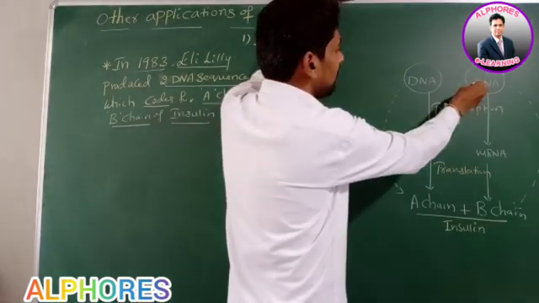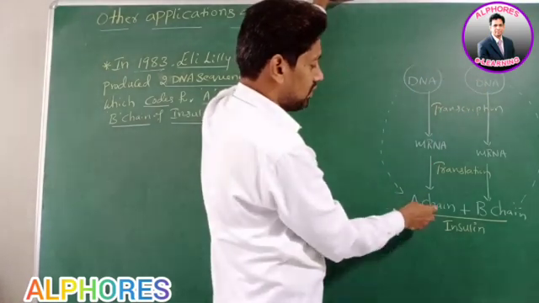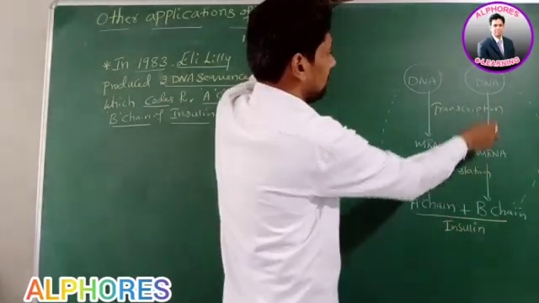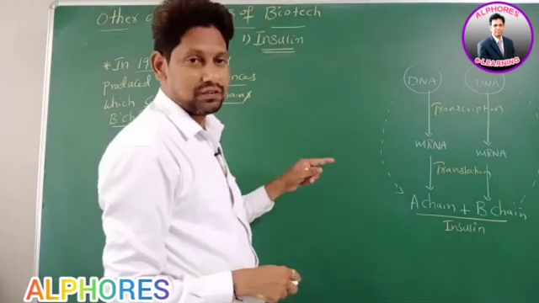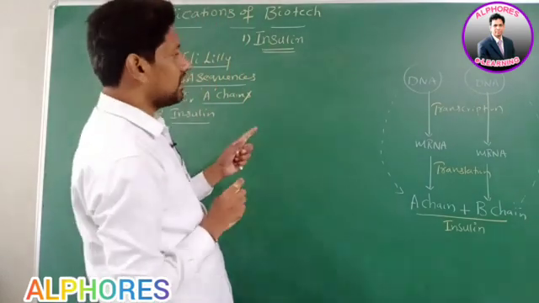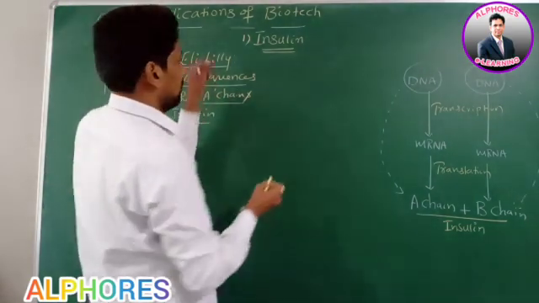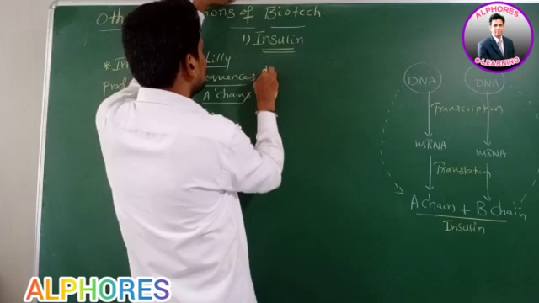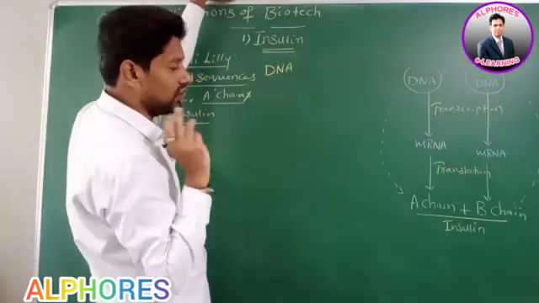Out of two DNA sequences, one codes for what? A peptide chain of insulin, and another DNA sequence codes for B peptide chain of what, sir? Insulin. Is this statement okay? Right. Then what did this American company Eli Lilly do? Now listen. How many DNA sequences did they artificially synthesize? Two DNA sequences, right?